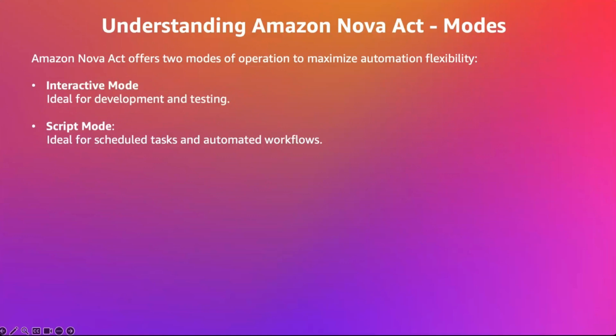So now the next section is the modes of operation. Depending on the user's requirement, Amazon Nova Act provides two modes. One is interactive mode, which is for development and testing, so that you can first see how exactly it works. Depending on that, you can come up with efficient prompts. And script mode is ideal for scheduled tasks and automatic workflows. Once you know your script is working fine as intended and you have all the programming logic in, then you can use script mode. I will show you both modes in action today in the later sections.